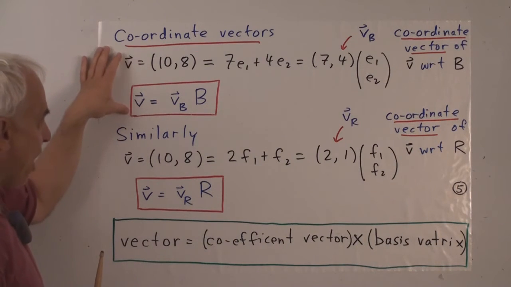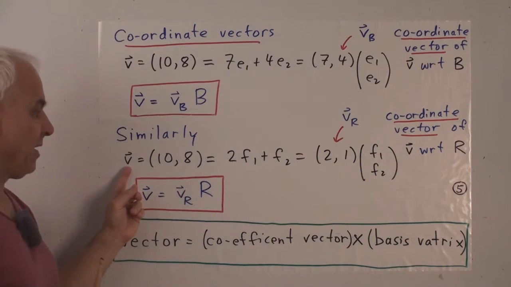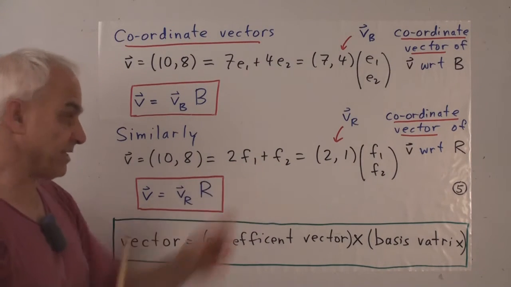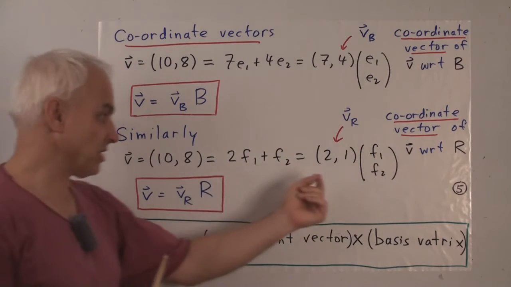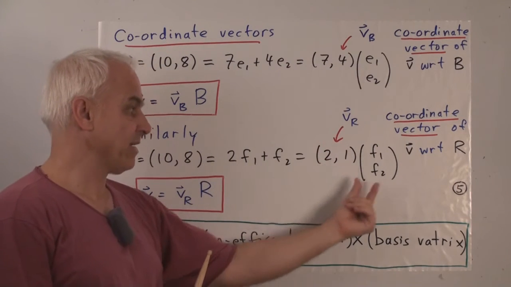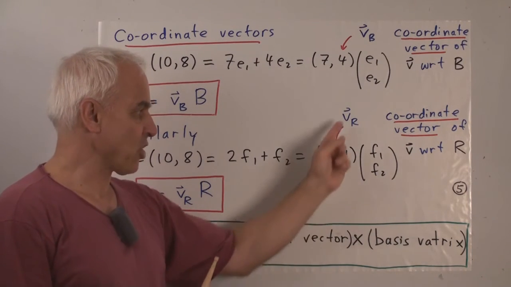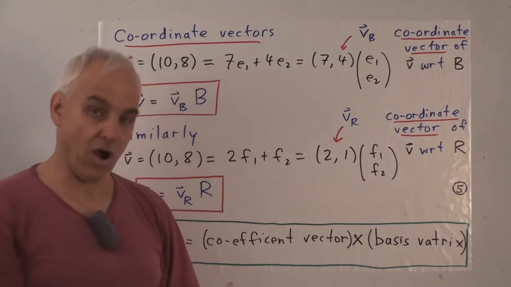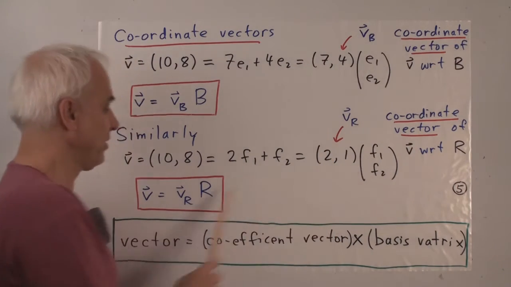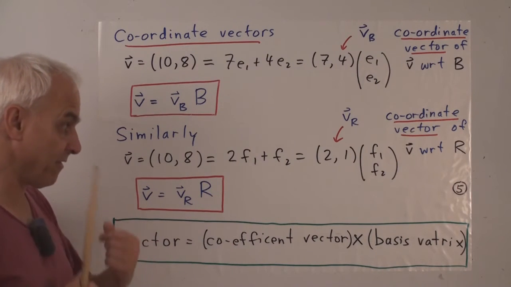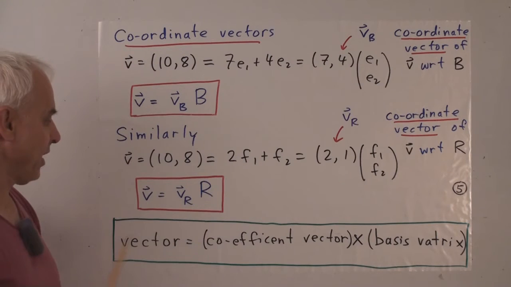Alright, that was all with respect to Bob's point of view. The same vector, v, can also be expressed with respect to Rachel's basis, as we've seen, as 2f1 plus f2. Correspondingly, we can write it as the vector 2, 1 times the matrix f1, f2. This is then the coordinate vector of v with respect to R. And this is what we called R, the matrix R, which encodes Rachel's basis. Its entries are exactly the vectors in Rachel's basis. So we get v equals v sub R times R.